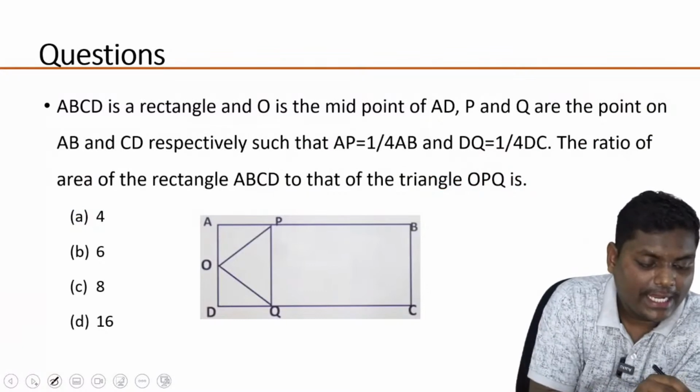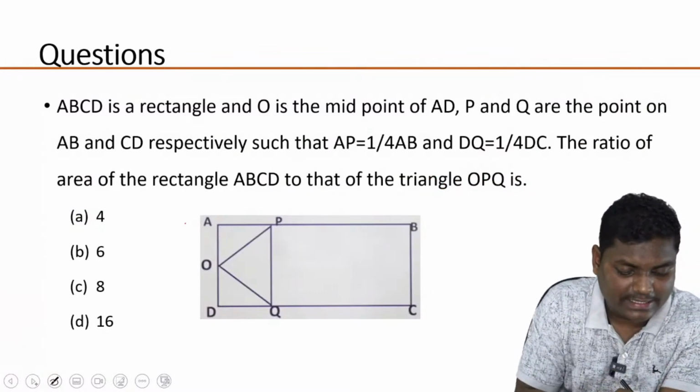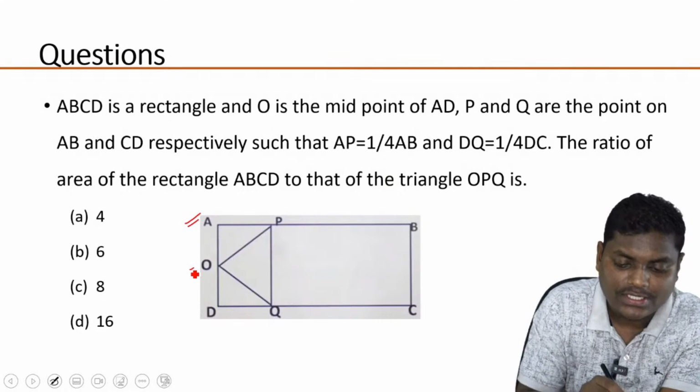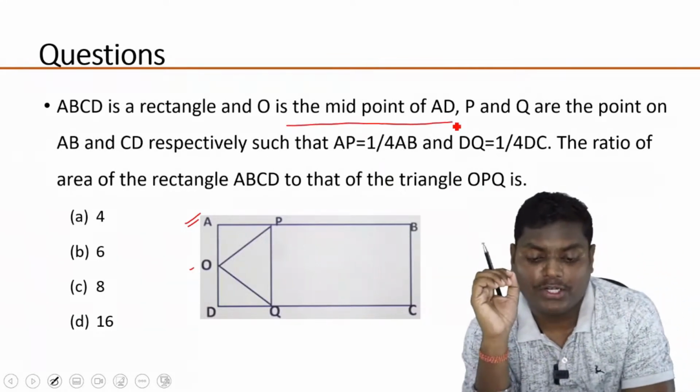The next question: ABCD is a rectangle. It is given to us, and O is the midpoint of AD.